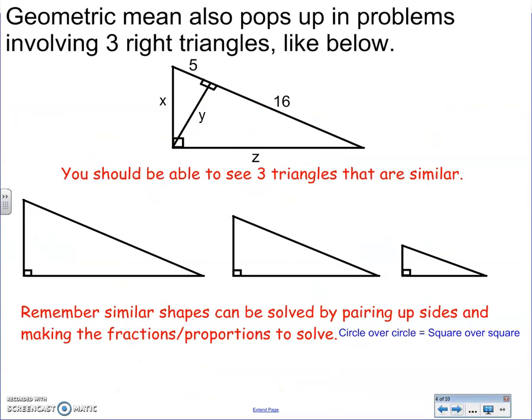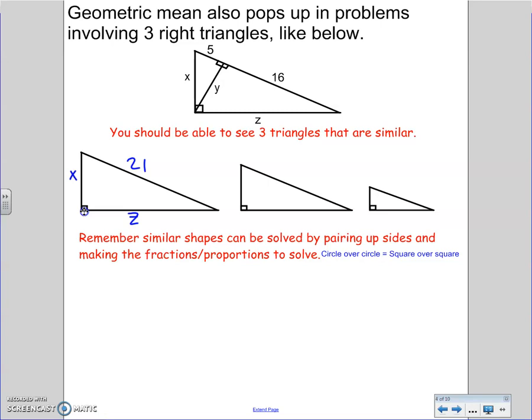All right, geometric mean also appears in problems involving three right triangles, like below. So notice that there are actually three triangles, and these are actually similar. There's a big right triangle, a medium right triangle, and a small right triangle. So I'm going to label all the sides right now. For the big right triangle, we know the hypotenuse is 21. That is this plus this together. The left side, the short side, is x, and the long side is z. That was for the giant triangle, this one.